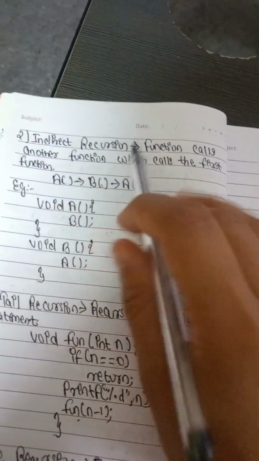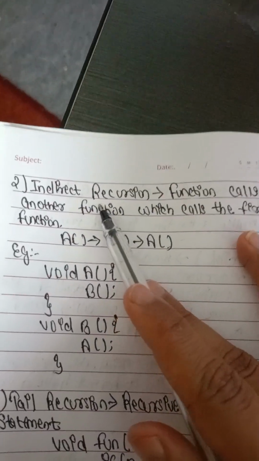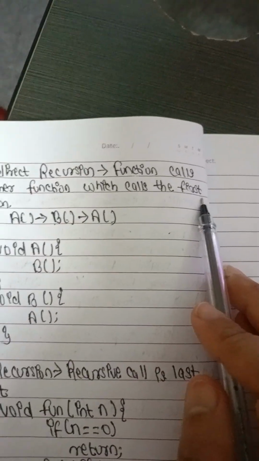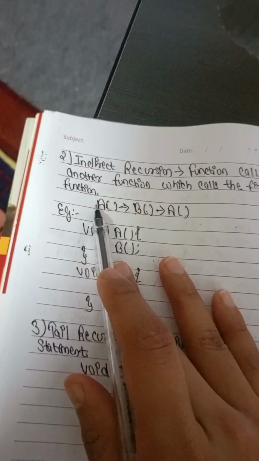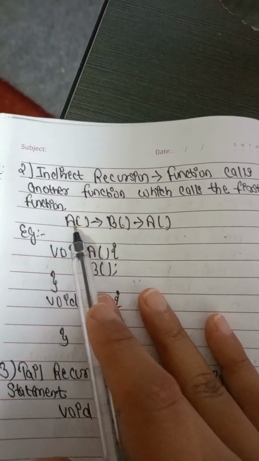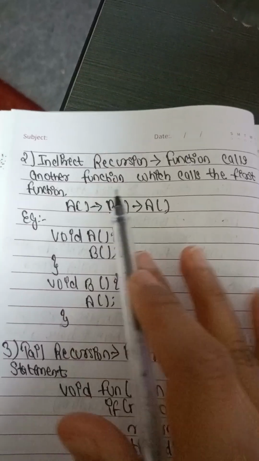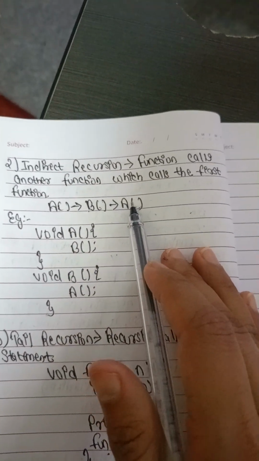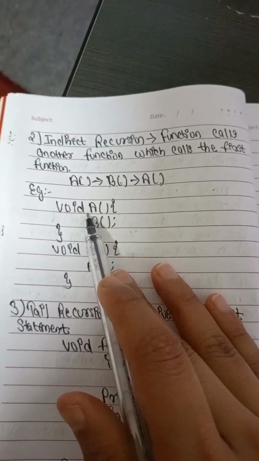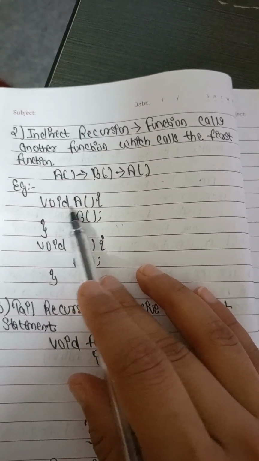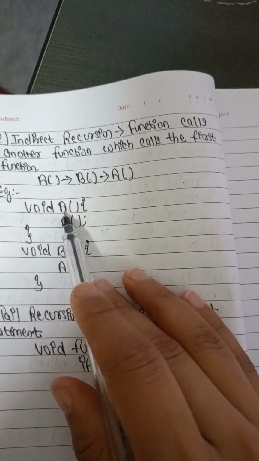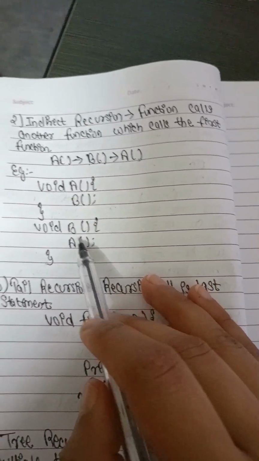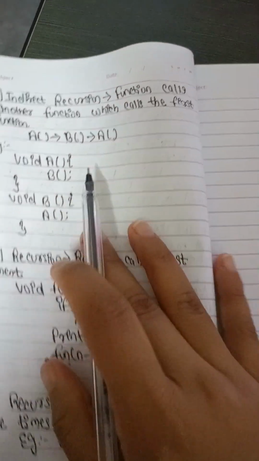So we have indirect recursion. Indirect recursion means a function calls another function which calls the first. For example, I have written an example here. So A calls another function, and B again calls the first function. Here we can see that first we call function A, which calls function B, and again function B calls function A. So this is indirect recursion.